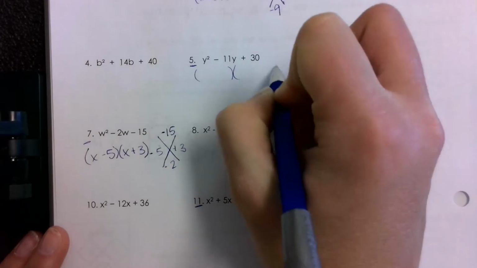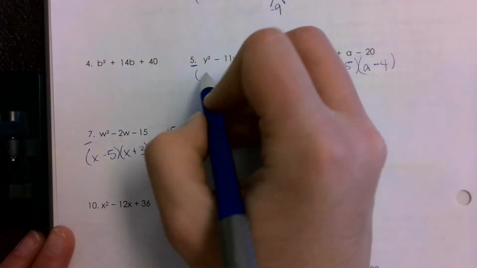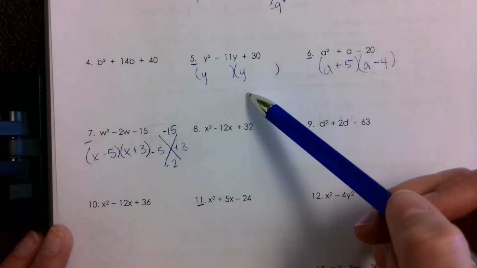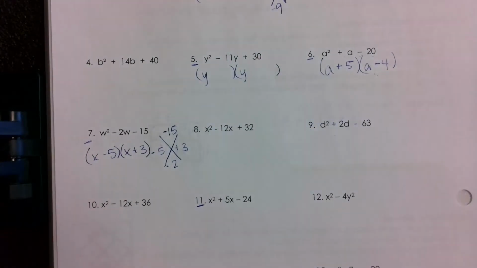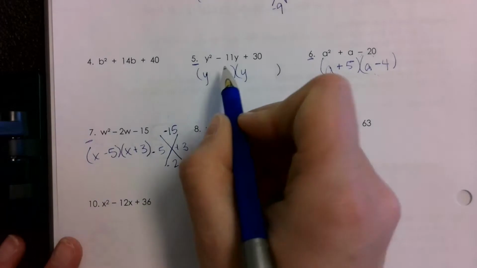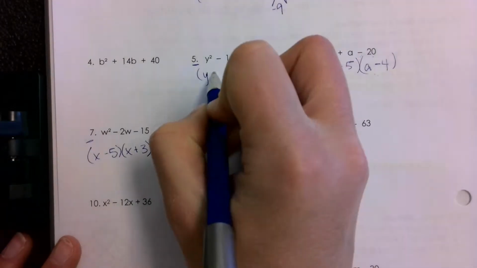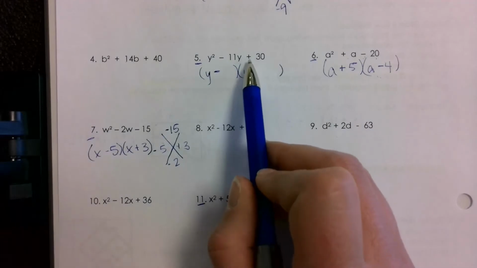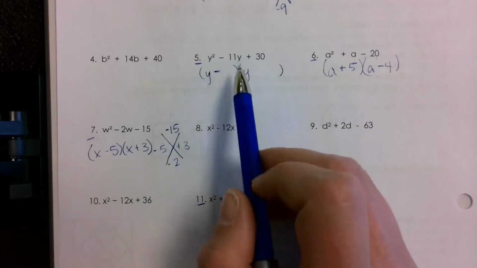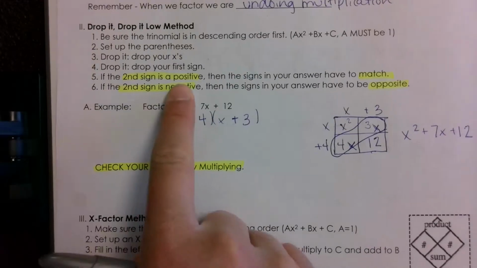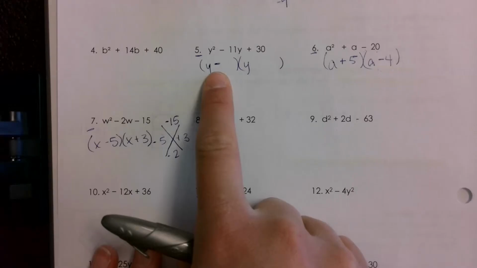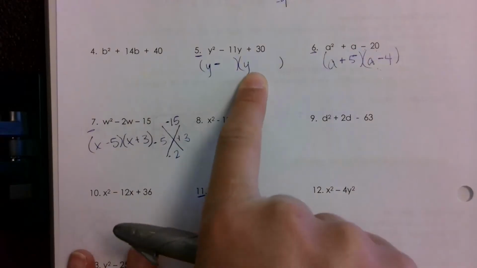You're going to drop your Y's. Drop the Y's. What do you always keep? The first sign, so this time it's a minus, so we're going to keep that minus. The second sign is a plus, so what does that mean about your answers? If your second sign is a positive or plus, then your answers have to match. So if we already have a minus, what do we need? Another minus. Is that all right?